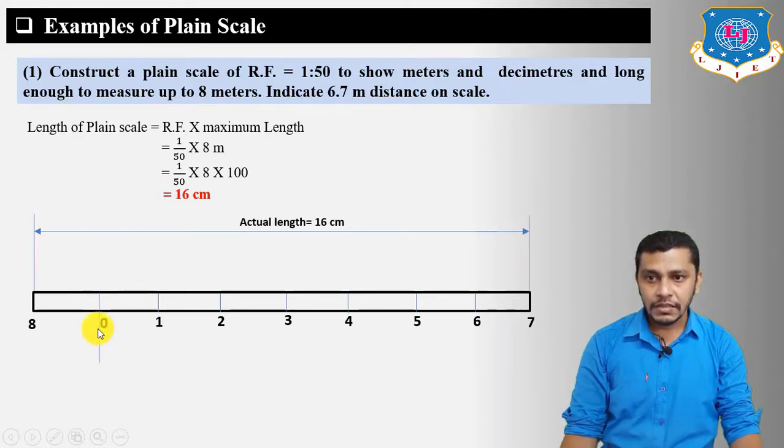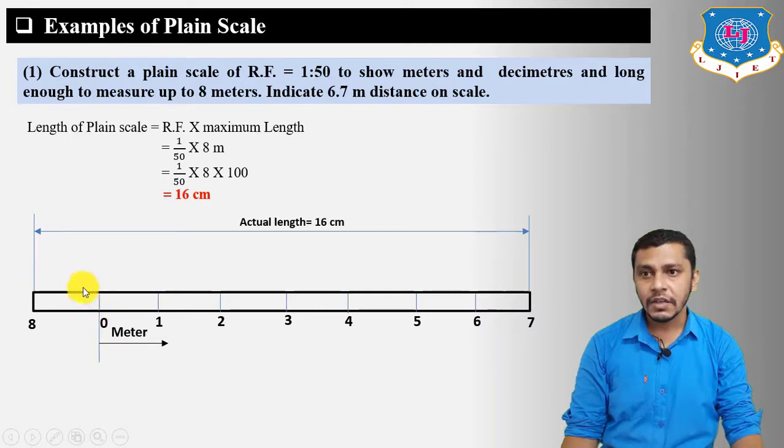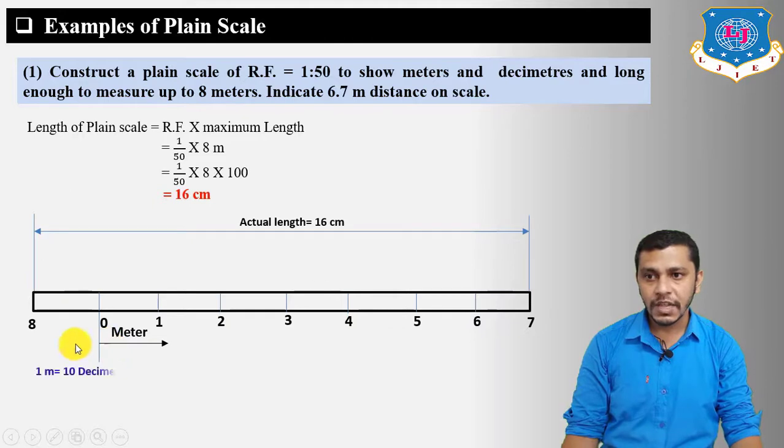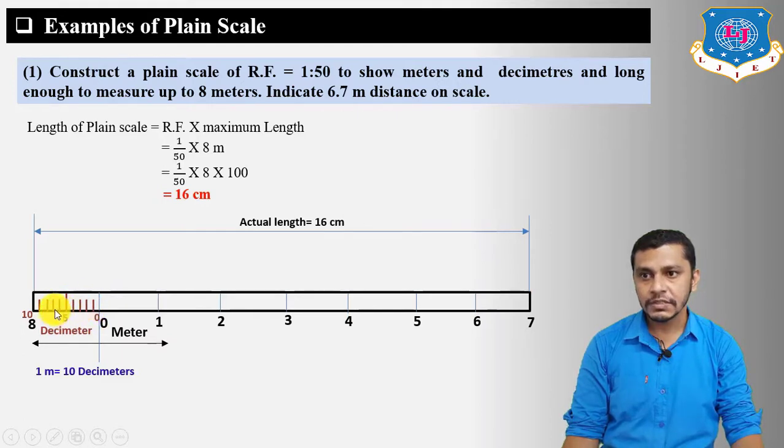So the main scale will represent meter, and here 1 unit will represent 1 meter, in which we have to show the decimeter. We know that 1 meter is equal to 10 decimeter. So the subscale will represent decimeters. We have to divide this first main division into 10 subdivisions: 0, 1, 2, 3, 4, 5, 6, 7, 8, 9 and 10. So divide this first main division into 10 subdivisions.